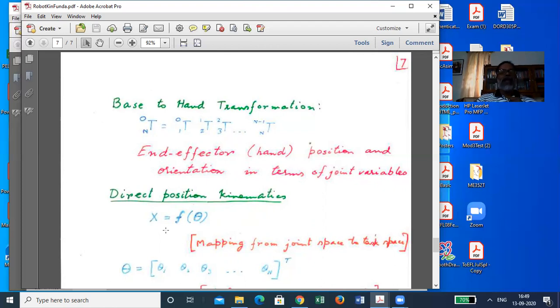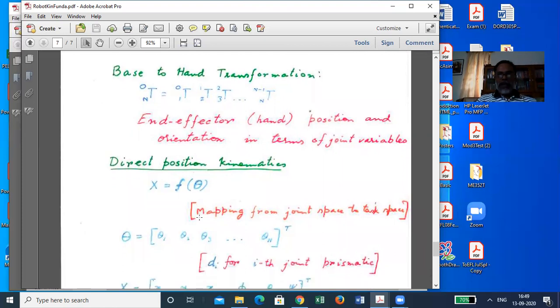Okay. So this is one symbolic way of writing it, in which this theta vector is obvious. That is the vector, not in the geometric sense, in the linear algebra sense, of theta 1, theta 2, theta 3, etc. All the joint variables, in which a particular theta in this vector will actually be locally replaced by the corresponding d if that joint is prismatic.